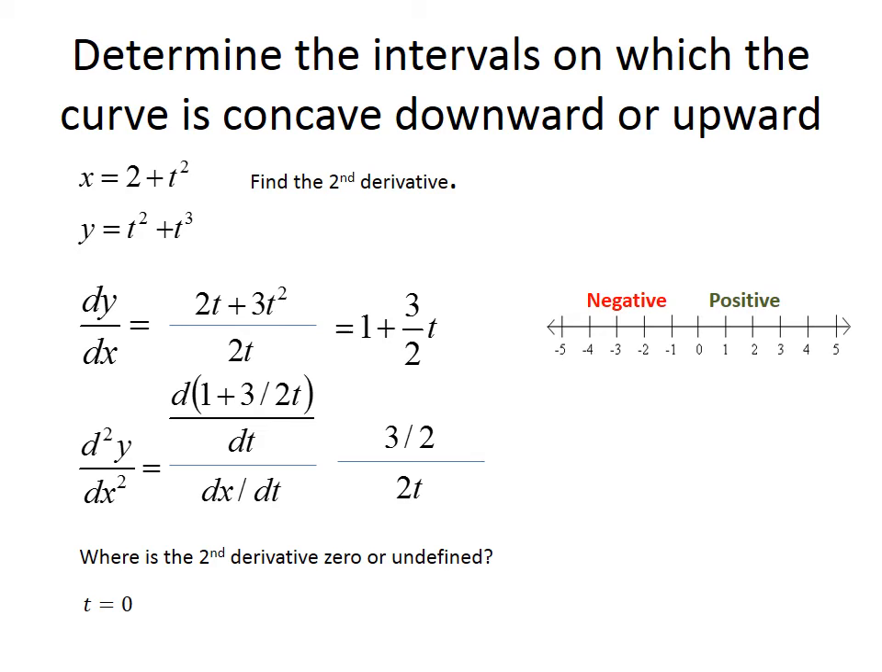So using that, I can do a sign chart for my second derivative. So I'm putting these numbers back into the second derivative. And I see that it's negative from negative infinity to 0 and it's positive from 0 to infinity. So it changes concavity at t equals 0.